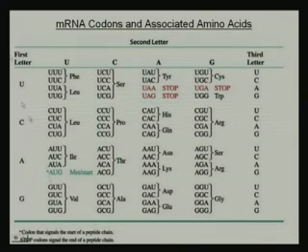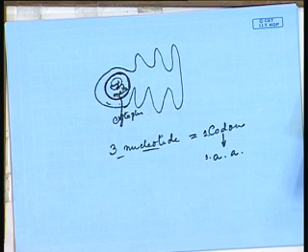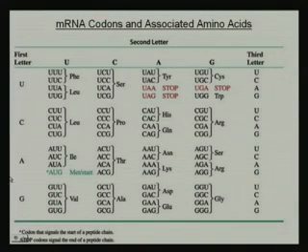Now, coming to the mRNA codon and associated amino acids. I have already told that these genetic codes are triplet codes. Taking the first letter, second letter and third letter of the nitrogenous bases, here is how these codes are formed: the first letter is U, C, A, G; the second is U, C, A, G; and the third is U, C, A, G.